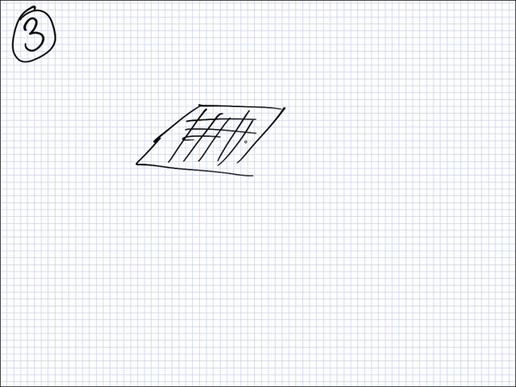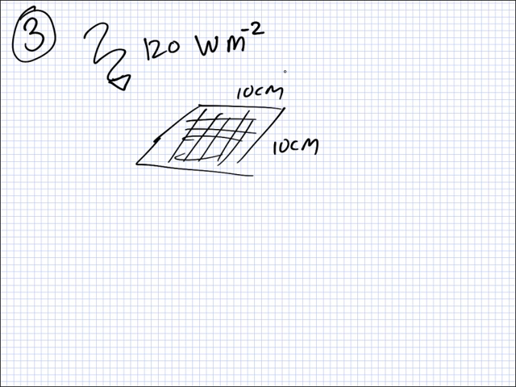Okay, so look. Here's the plate. It's made of copper. You have your light that comes down. And the energy of the light is 120 watts. No, that's wrong. That should say m to the minus 2: watts per meter squared. And this is 10 centimeters by 10 centimeters. And my question is, how much energy falls on this?